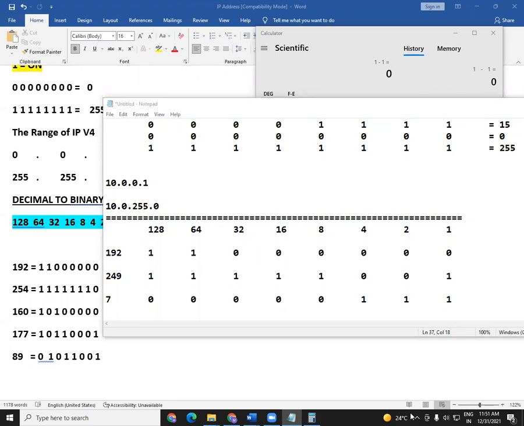So before I ask you to do some conversions, I need one more number, please. Can anyone tell me a number between 0 and 255? I'll show that. Then hopefully you can do some conversions. Okay, 141.